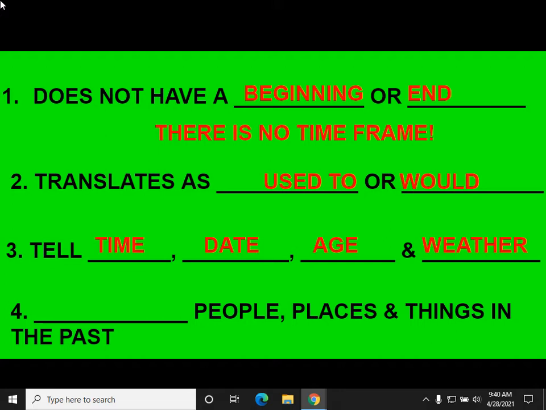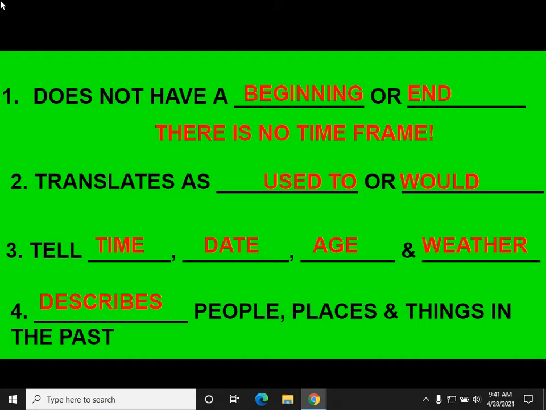use the imperfect. And lastly, we use the imperfect because it describes people, places, and things. So anytime we're describing what somebody looked like, they were tall, they were short, they were cute, they were ugly, whatever, and we're describing in the past, okay, we use the imperfect.